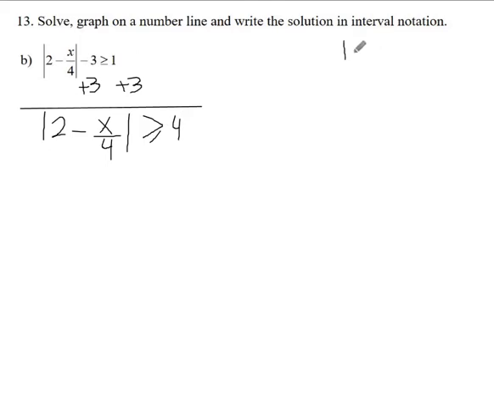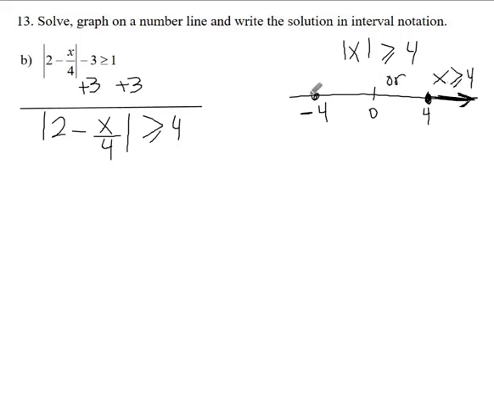Let's see what that means. If I have absolute value of x is greater than or equal to 4, that means all the numbers that are larger than 4 units away from 0. So if I look at 4 here and minus 4 here, the numbers that are larger than 4 units away from 0 would be to the right of 4, like x is greater than or equal to 4, or all the numbers to the left of minus 4 would be larger than 4 units away from 0. So it would be x is less than or equal to minus 4.